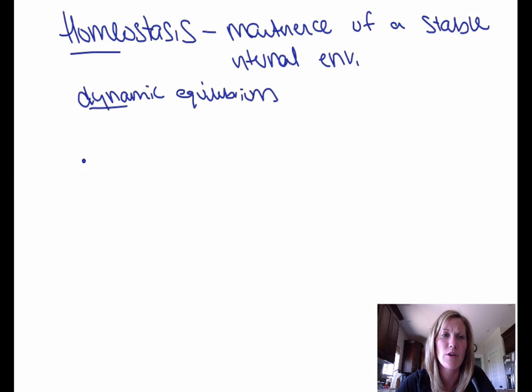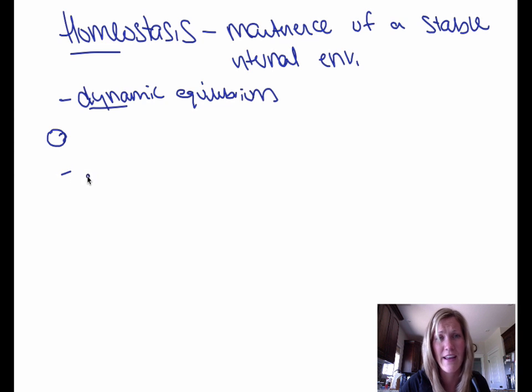If you remember learning about the cell and the phospholipid bilayer, we talked about it being in a dynamic state of equilibrium. Dynamic just means that the phospholipid bilayer isn't just a circle that doesn't move around. Dynamic means it's constantly moving and constantly changing. So your body, just like the phospholipid bilayer, is in a state of dynamic equilibrium.